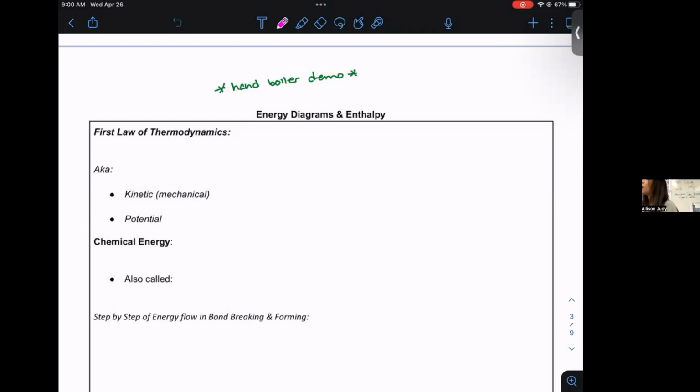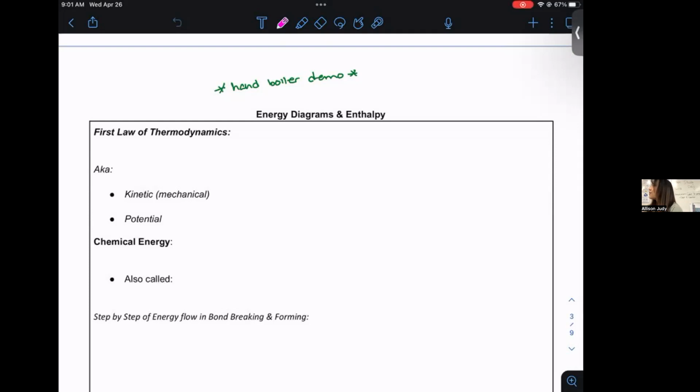Okay. The first law of thermodynamics, does anyone know that from physics? First law of thermodynamics? Don't overthink it. Roman, do you know it? Huh? That is not it. That's the first law of motion.